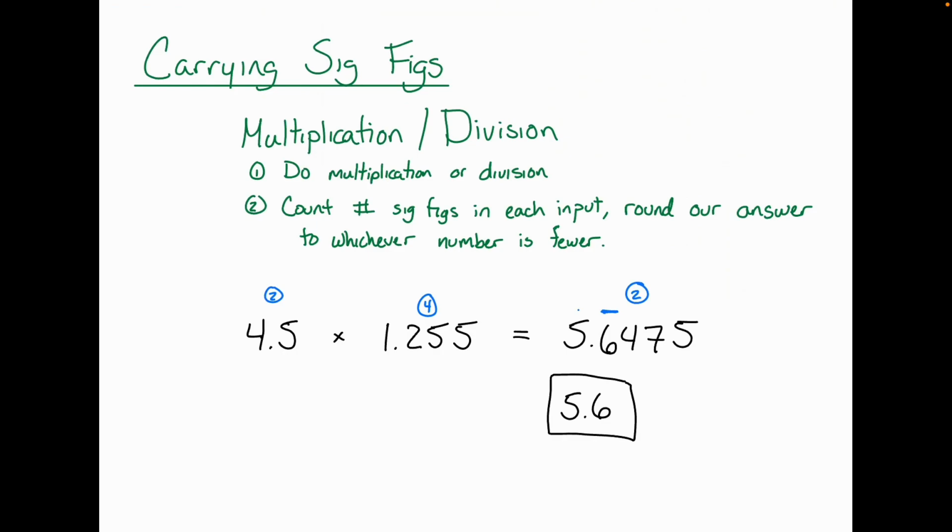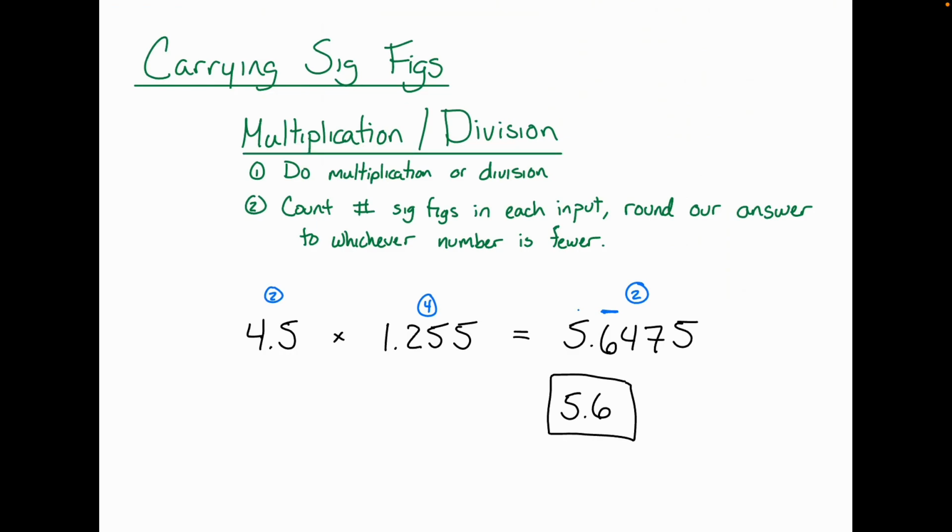Right, and again, the point is that we got this calculation here. We don't want to over-represent how confident we are in that analysis, so we've got to look at how confident we are in our inputs. This number over here has 4 sig figs, but this number only has 2. So my answer is kind of only as good as whichever measurement is worse, which is why I'm going to round my answer to 2 sig figs here. Cool? All right.